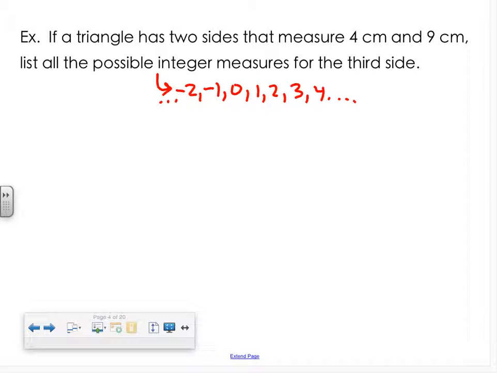Okay, so I'm going to do this kind of a complicated way and then show you a shortcut. So I know, let's say I call this third side x.